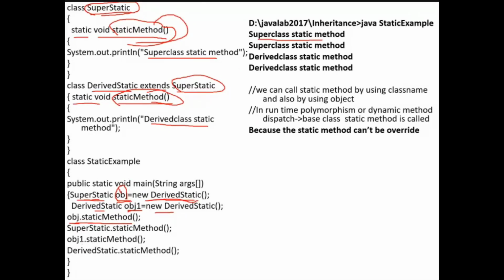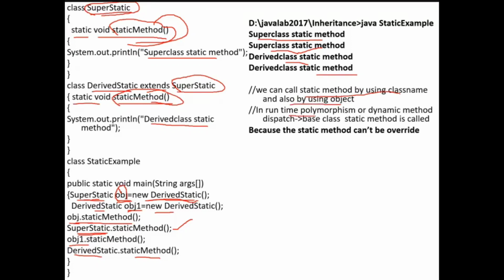Next, by using SuperStatic, the class name, I can also access the static method. So now I'm calling the method by using SuperStatic, and it will call the superclass static method. Next, by using obj1, the object of the derived class, it will call the derived class static method. Next, by using the class name, I am calling it, and it will print the derived class static method. So we can call a static method by using the class name and also by using its object.